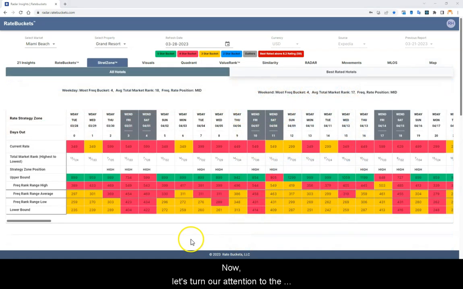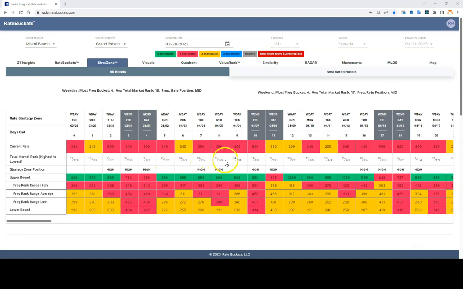Now, let's turn our attention to the Strategy Zone Analysis tab. While the Rate Buckets tab displays your rate position in relation to the market, the Strategy Zone shows you how your rate position compares to your hotel's typical pricing. Again, you see your current rate and its corresponding bucket.